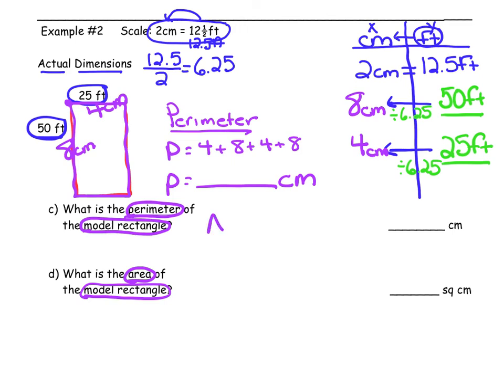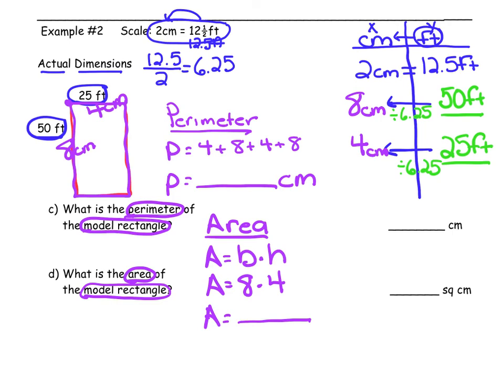Next, we need to find the area of that rectangle. And again, we're going to use the area formula, base times height. But in this case, we're going to use the model dimensions. 8 centimeters times 4 centimeters. Take a moment and find the area in centimeters squared, or square centimeters.